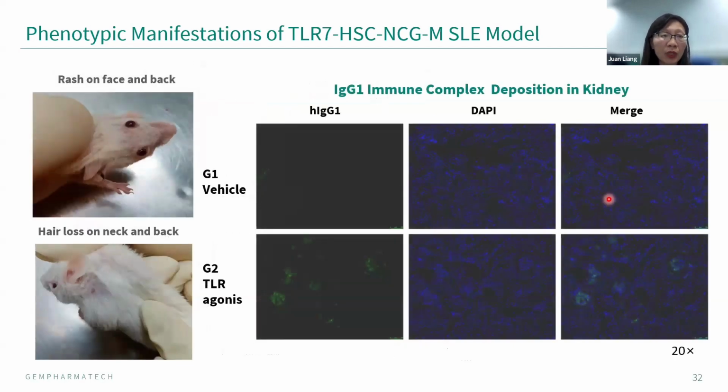And also, we observed rash on the face and back, and hair loss on the neck and back in our mouse model. And we also observed dysfunction of the kidney, like the deposition of IgG immune complex in the kidney.